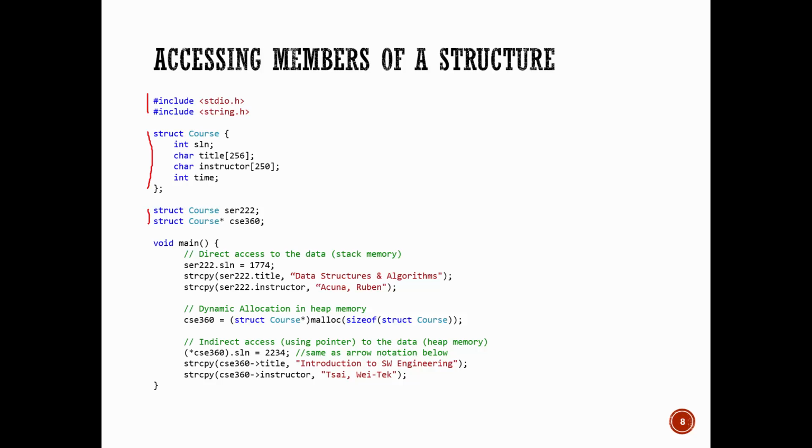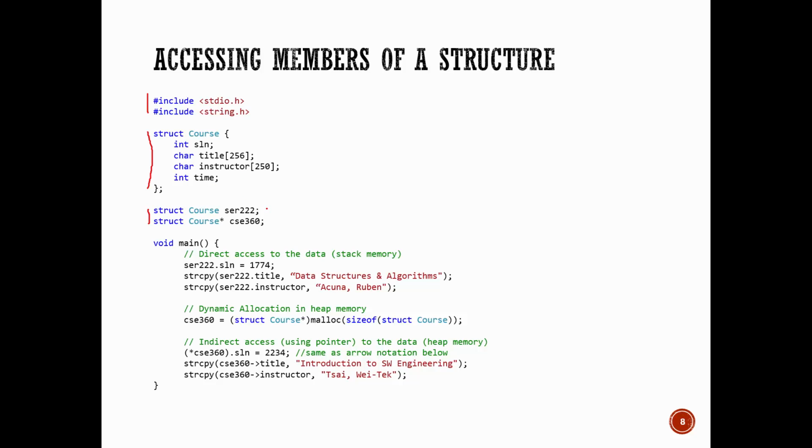Here we're creating 2 struct variables. You notice these 2 are slightly different. The first one is me creating a struct variable called SER222. The second one is me creating a struct pointer. That second variable there, SER360, is a variable that contains the address that points at a struct. So it's indirect access instead of direct access. Instead of having a variable that directly stores that thing inside, we just have a pointer. So it's a little bit different.